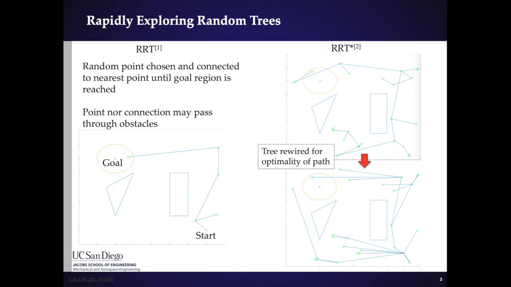CCRT STAR is an extension of RRT STAR, which itself is an extension of RRT. RRT is a random sampling-based path planner that chooses random points, connects the random point to the nearest existing point, and continues until the goal region is reached without running through obstacles. RRT STAR extends this algorithm by allowing rewiring of the created tree to reduce the cost to each node. RRT STAR converges to the optimal path as the number of samples goes to infinity.